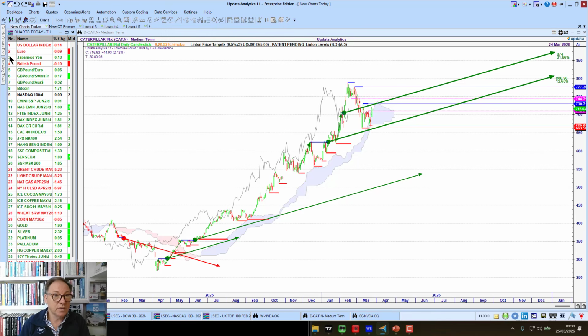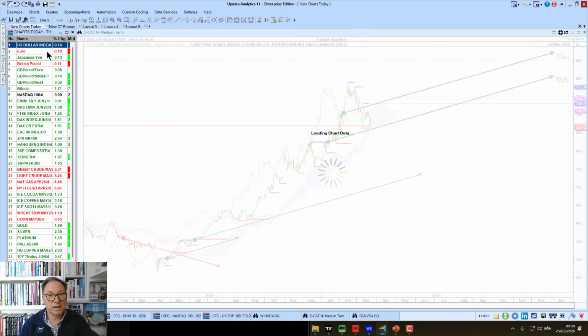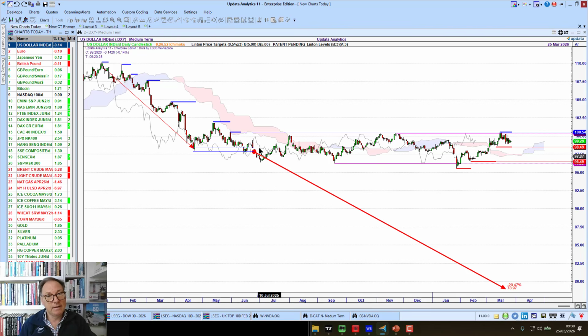Looking at the charts, we'll start with the dollar index. We are very much in a sideways range. The great thing about sideways ranges like this is that when they break, the moves can be really explosive.